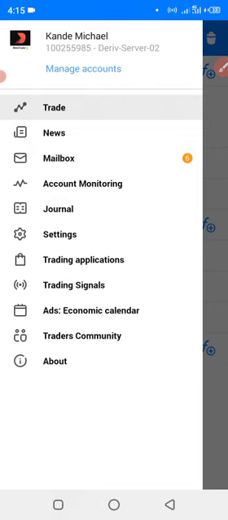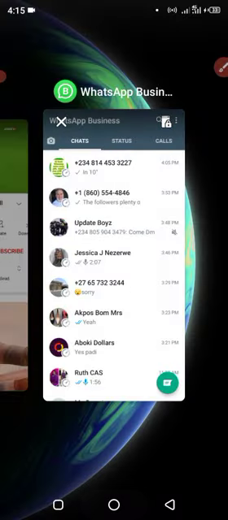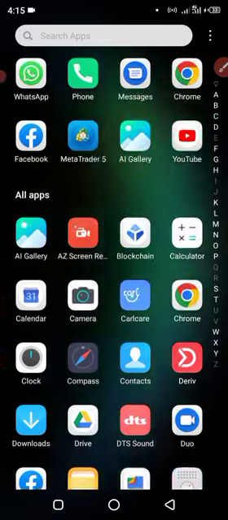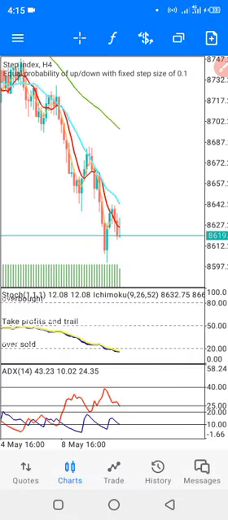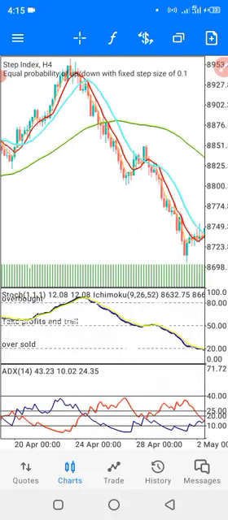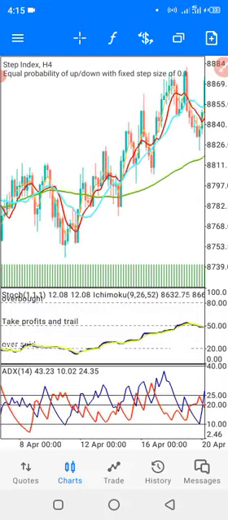Okay, let me come back again. Whenever you want to take a trade, this is what you do for confirmation. Look at the trend, look at the buying signal, look at it.